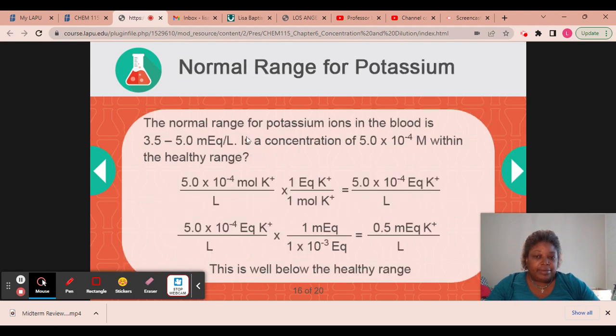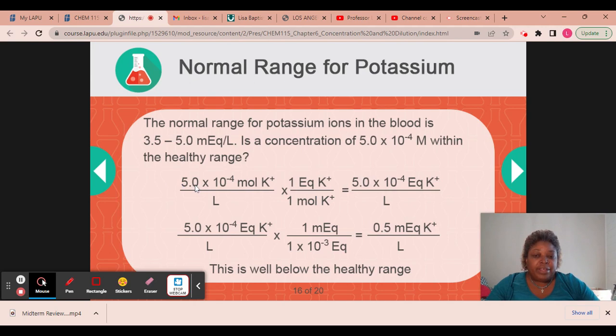So let's look at an example. It says the normal range for potassium ions in the blood is 3.5 to 5.0 milliequivalents per liter. Is the concentration of 5.0 times 10 to the negative fourth molar within the healthy range? So K+, because it's just plus 1, it's 1 equivalent per mole. And so first thing we want to do is change the molarity to equivalents per liter.